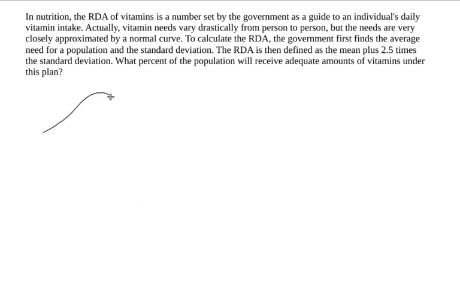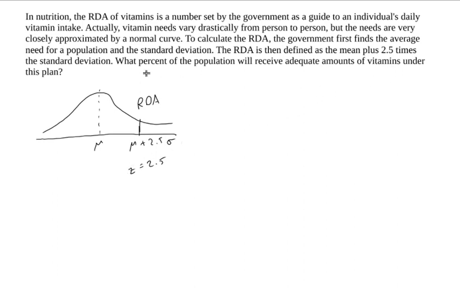So they're basically saying the amount of vitamins that people need is normally distributed. There is some mean here, and we're going to make the recommendation, the RDA, over here at the mean plus 2.5 times the standard deviation. In other words, where z equals 2.5.